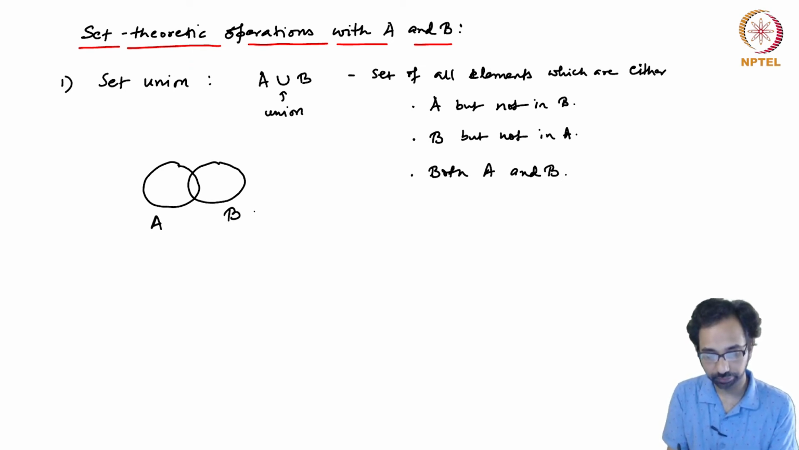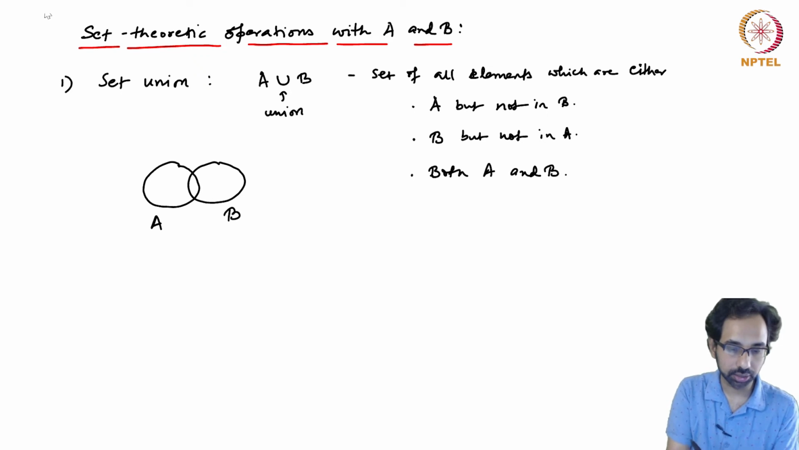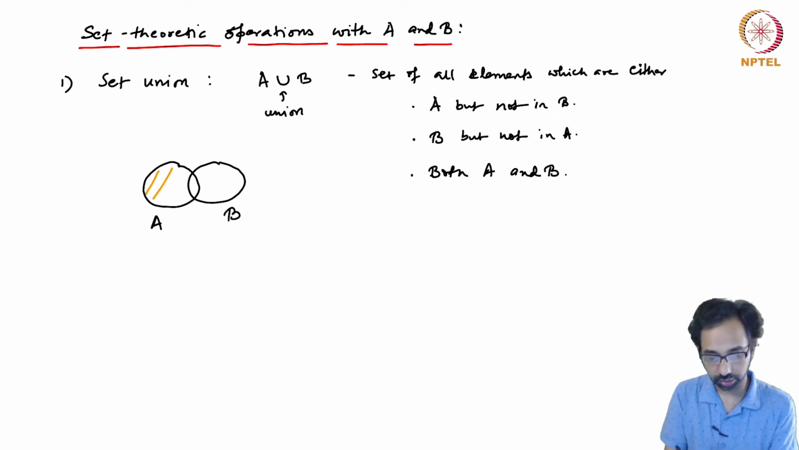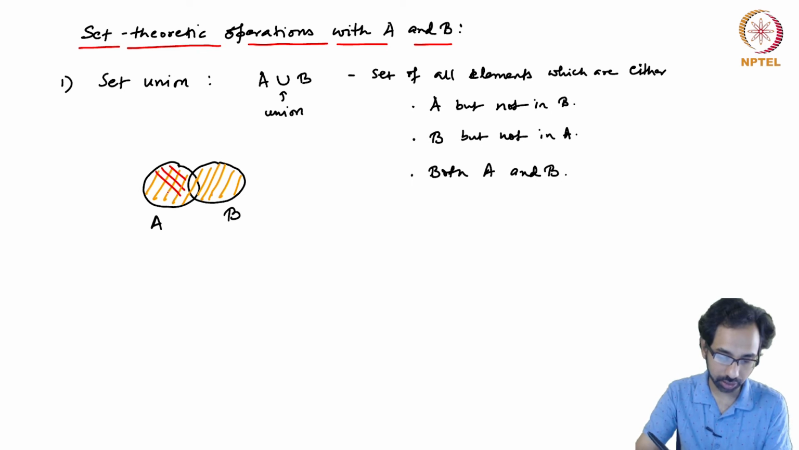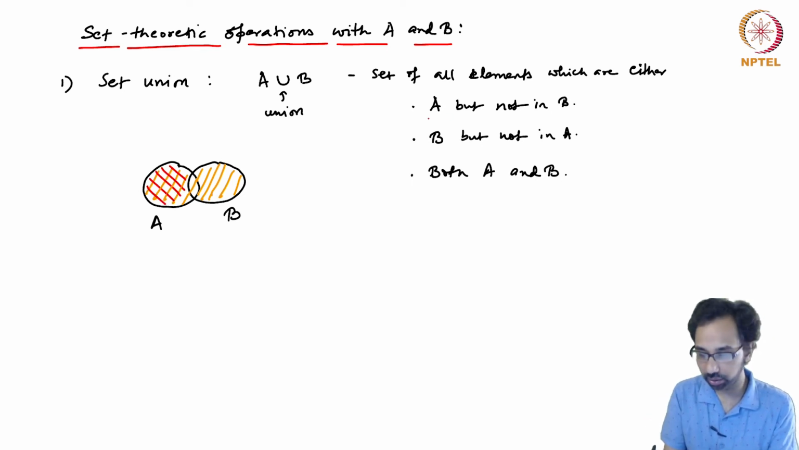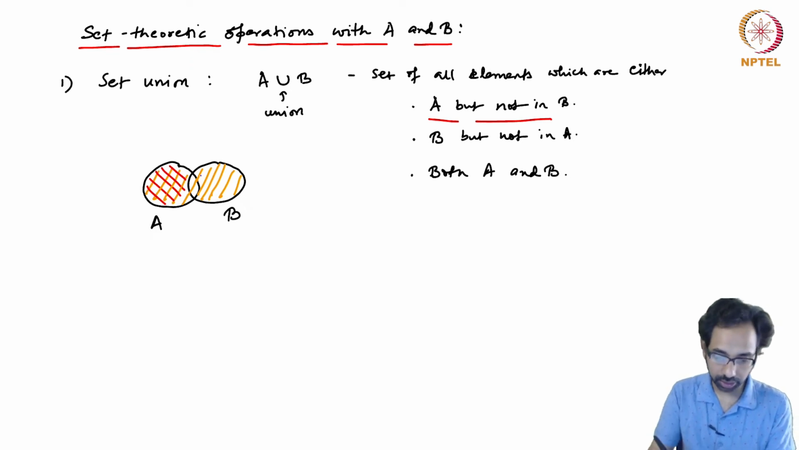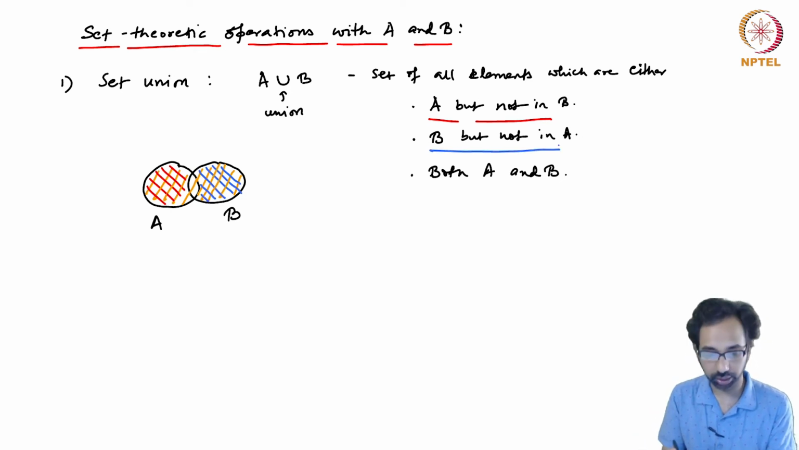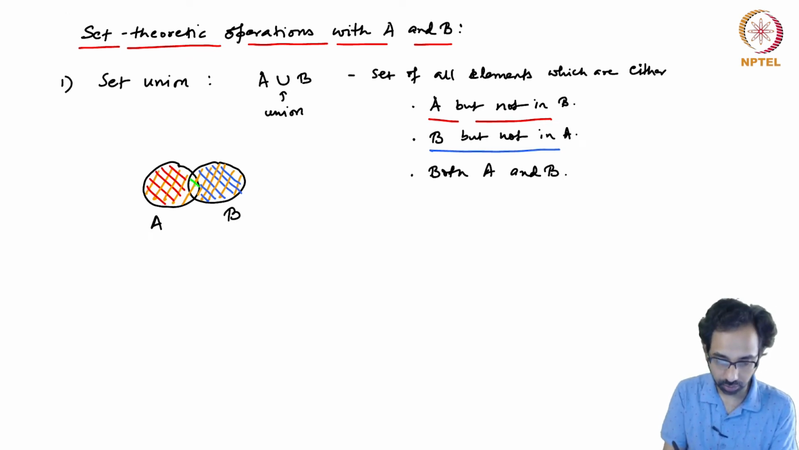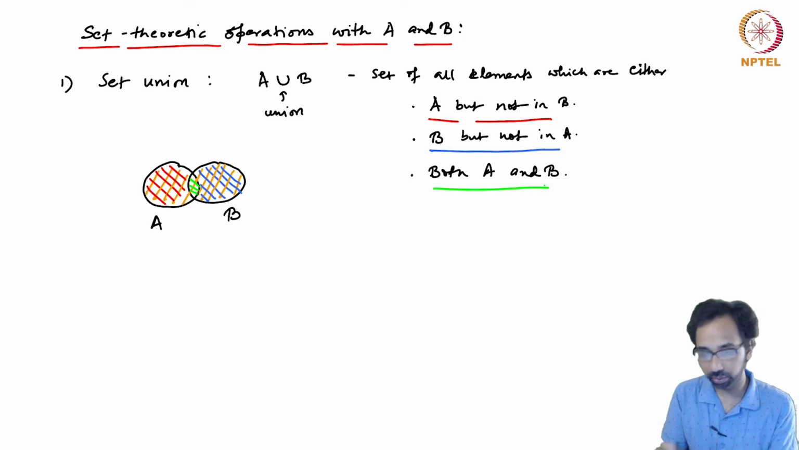the union is simply this shaded region, which takes care of elements both inside A and B. So this region on the left with the red one, this is A but not in B, and this region in the blue one, this is B but not in A, and this middle one is both A and B.